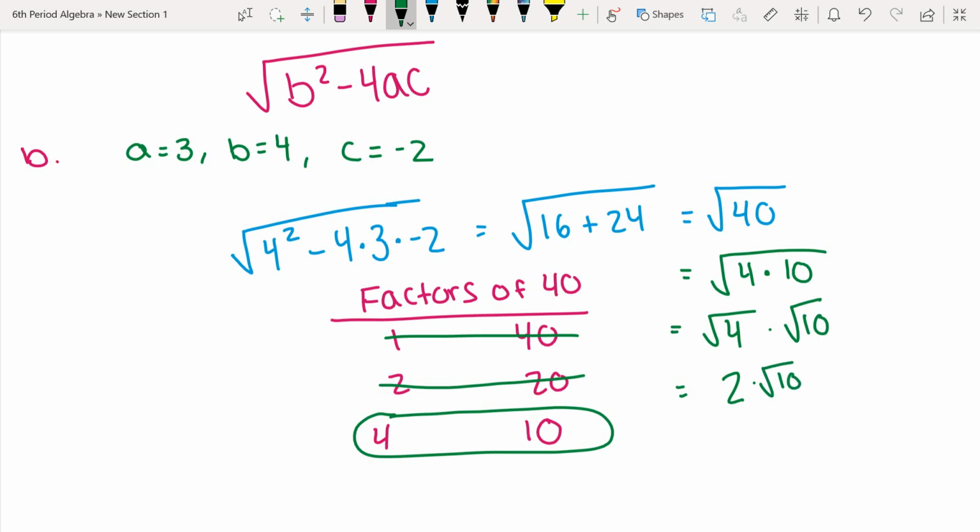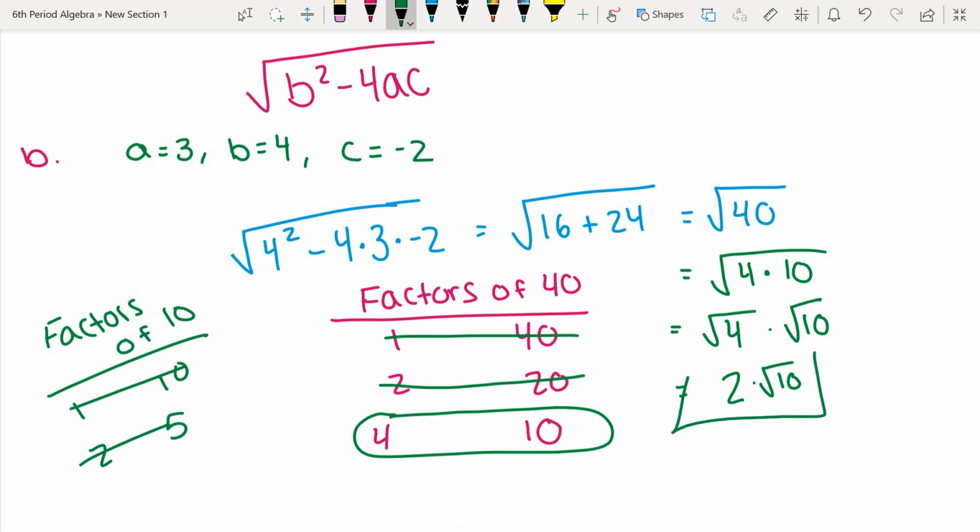Now, to be 100% sure you are done simplifying, check all of the factors of now 10, which are 1 and 10 and 2 and 5. Out of these, there is no number that is a perfect square, so we are done. There's nothing more I can simplify.